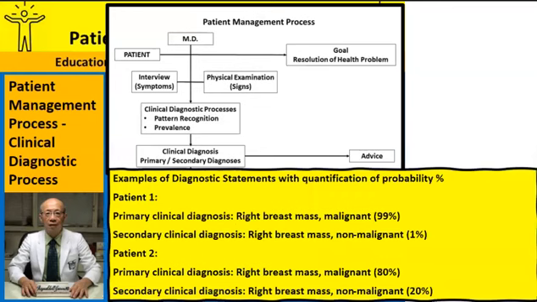Examples of diagnostic statements with quantification of probability percentage. Patient 1, primary clinical diagnosis, right breast mass, malignant, 99%. Secondary clinical diagnosis will be 1% for non-malignant. And then patient 2, primary clinical diagnosis, right breast mass, malignant, 80%. And secondary clinical diagnosis, right breast mass, non-malignant, 20%.